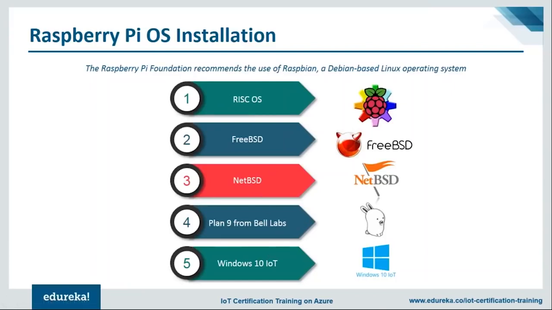So you have RISC OS, you have the FreeBSD operating system, you have the NetBSD operating system, Plan 9 is again from Bell Labs, as well as Windows has its own Windows 10 IoT version. So for this session, we're not going to go into Windows 10. We'll stick to the core Raspberry Pi operating system.